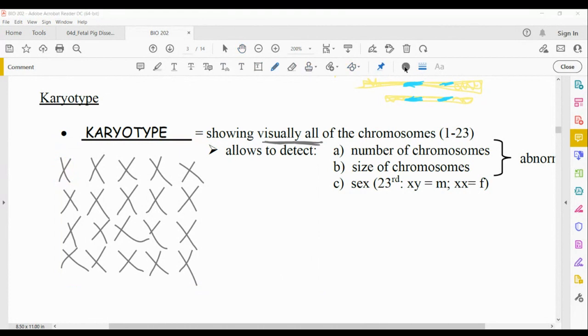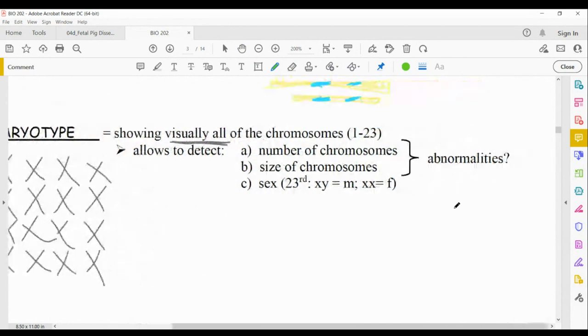And this is extremely useful for us because from simply looking at these chromosomes, we can get a lot of information. We can look at, is the number of chromosomes correct? So if we have too many chromosomes or too few chromosomes, knowing which chromosome we have an extra copy of or which one we have a copy missing, that allows us to predict what sort of consequences that would have.